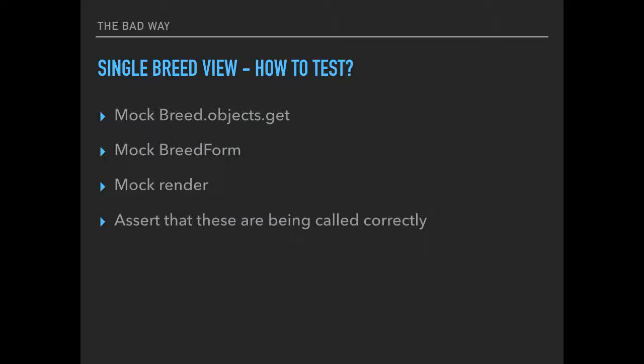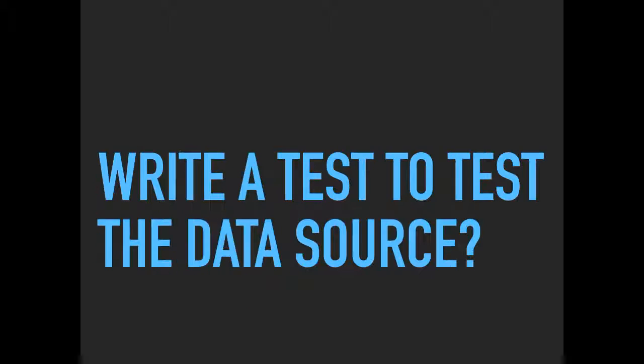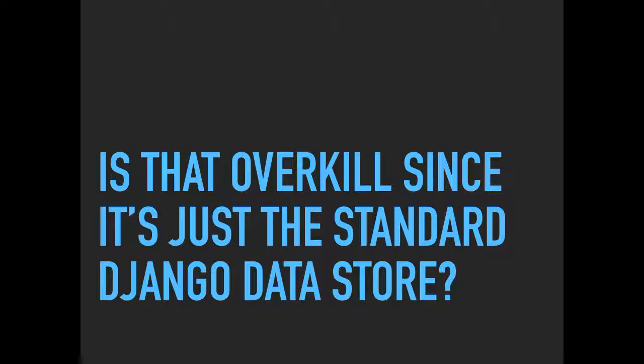How would I go about testing this? Well, I'd probably mock my breed.objects.get, probably mock the breed form, probably mock render, and then just assert that all of these are being called correctly. It's a little bit tricky to mock this. Well, mocking it itself is easy, but how do I know what parameters I should be passing to get the right data out? And am I even sure that the data source is returning the right thing? Should I write a test to test the data source? Is that overkill since it's just the standard Django data store?